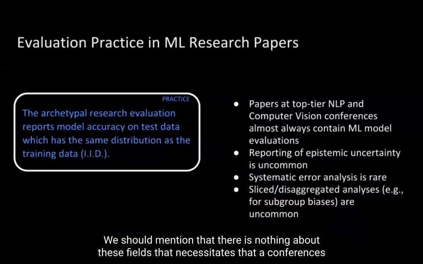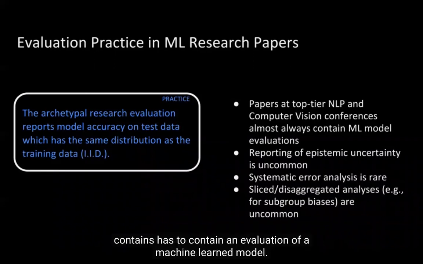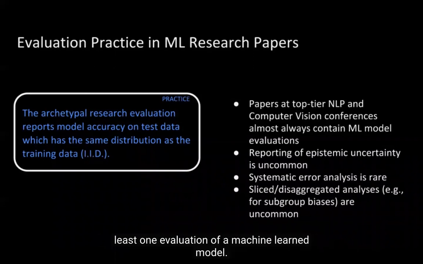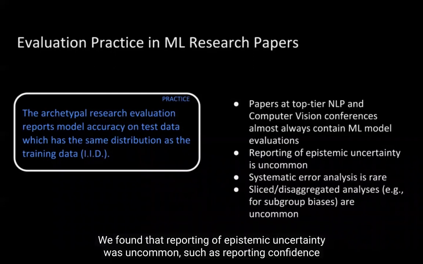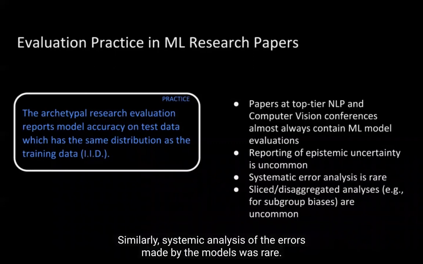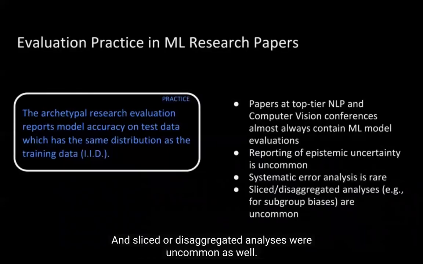We should mention that there's nothing about these fields that necessitates that a paper at these conferences has to contain an evaluation of a machine learned model. However, we found that in practice, almost every paper at this conference did contain at least one evaluation of a machine learned model. We also found that reporting of epistemic uncertainty was uncommon, such as reporting confidence intervals or error bars. Similarly, systematic analysis of the errors made by the model was rare, and sliced or disaggregated analyses were uncommon as well.